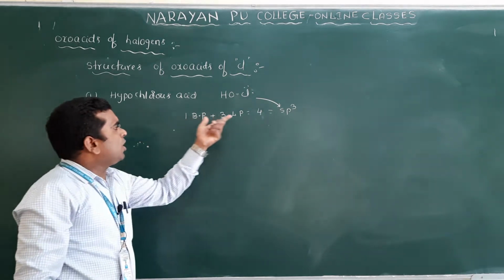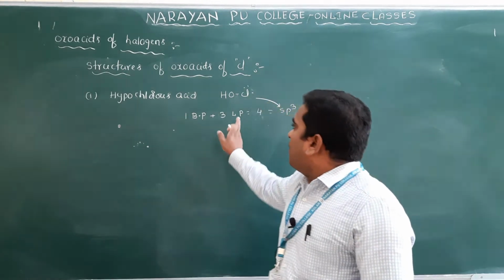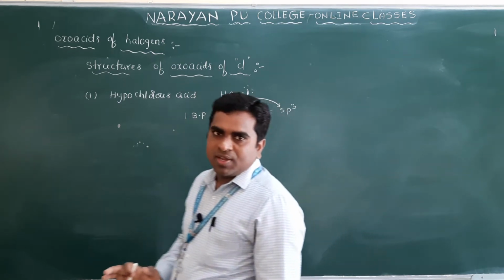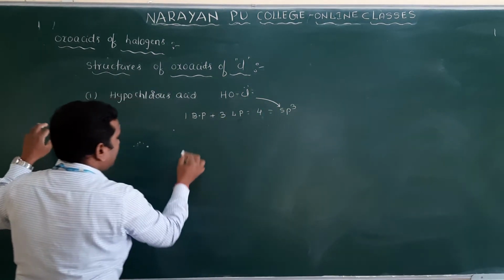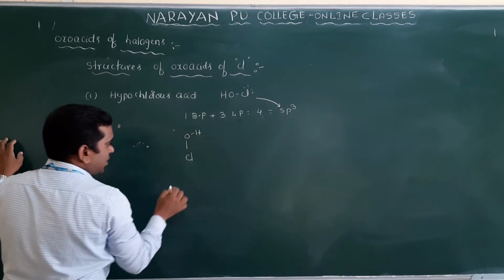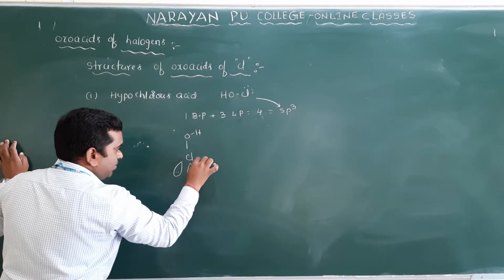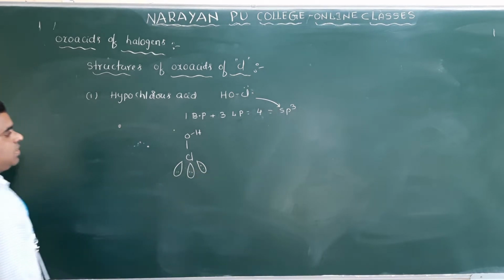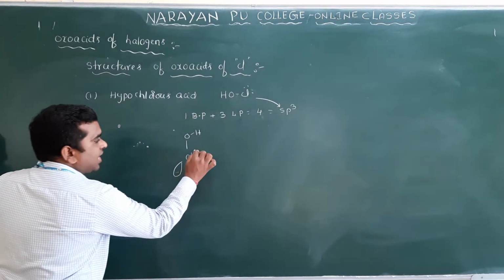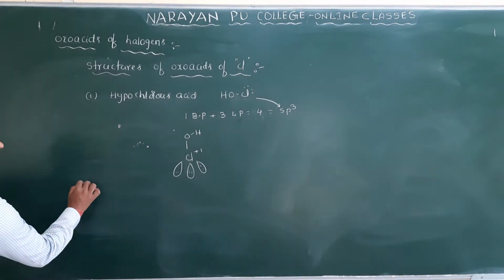You know that with one bond pair and 3 lone pairs, what is the shape of the molecule? Linear. Whenever lone pairs are greater than bond pairs, you get the linear shape only. So the structure of this molecule: chlorine linear, this is OH, with 3 lone pairs of electrons. This is the structure of hypochlorous acid. The chlorine oxidation state is +1.